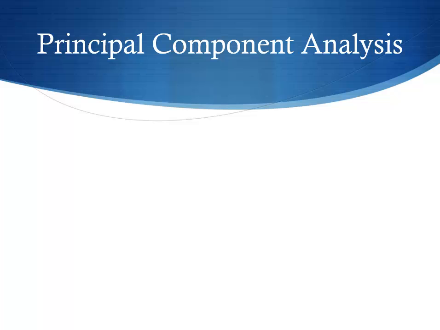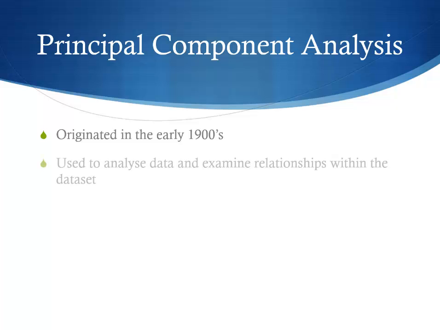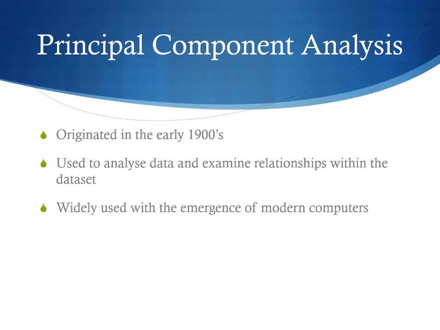Principal component analysis, more commonly known as PCA, was originally derived in the early 1900s by Karl Pearson as one of the popular techniques in multivariate analysis. Put simply, it is a technique used to analyze a specific quantity of data and examine the relationships which occur within the dataset of information. Its relevance became accelerated through the evolution of the computer and is now widely available on several statistical packages.